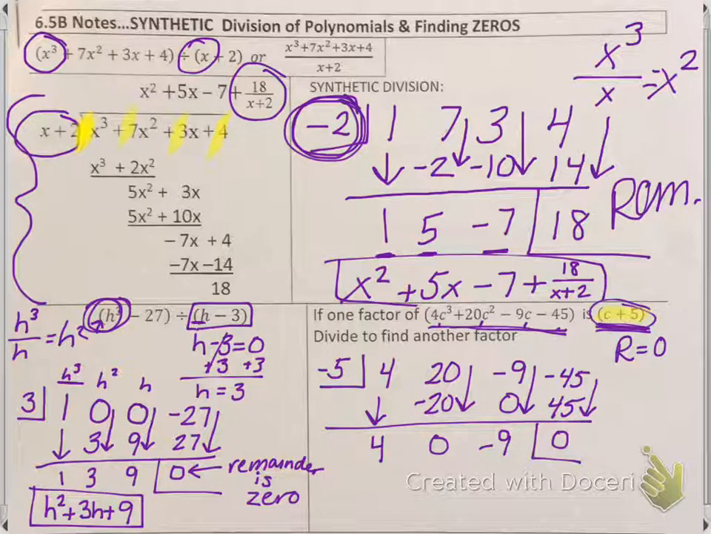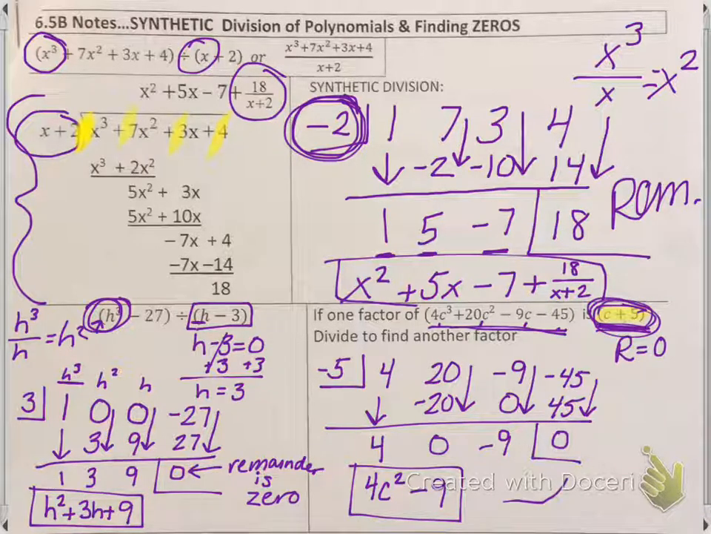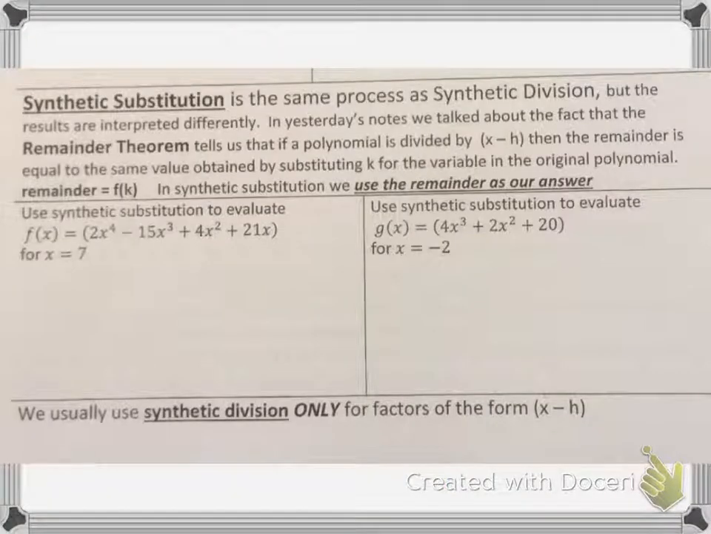All right? So I had c to the third, so now I have 4c squared. I don't need to write plus 0c. I just need to write the minus 9. So guess what? There is another factor of that particular polynomial. So here is one factor, and here is another factor. So I just used division to help me find that second factor. Okay? All right, let's move on to the bottom part of the notes.